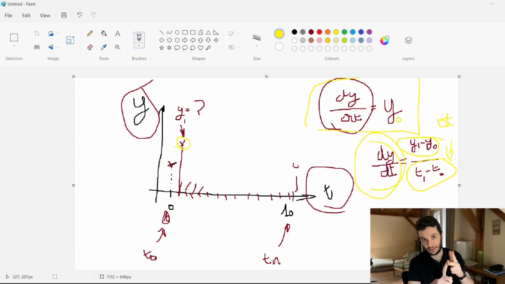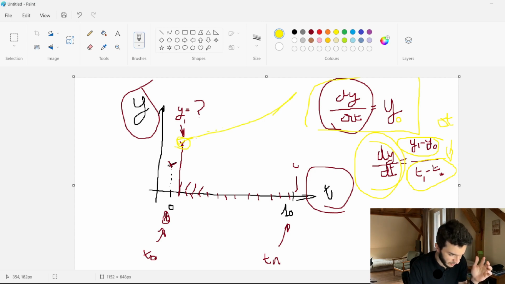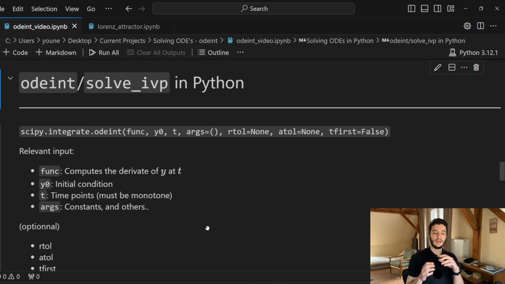Now we have y0 and y1. We want to get y2. We do the exact same thing with y1 and y0. And then we repeat that for y3, 4, 5, 6, 7, etc. until we reach yn. By doing so, you'll see that we get our dots from 0 to 10 in a discrete manner. Now we saw the process of solving ODEs numerically.